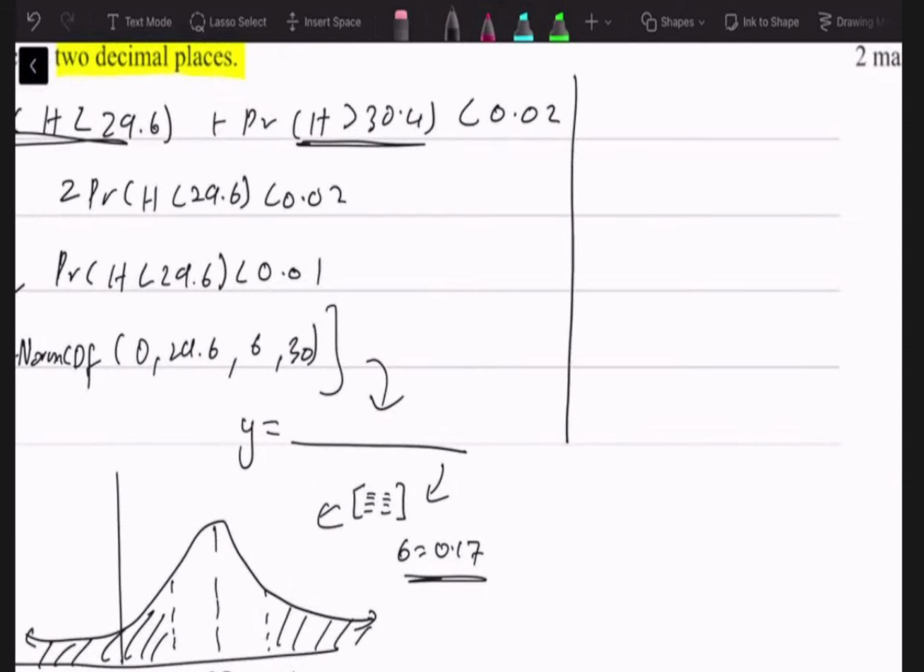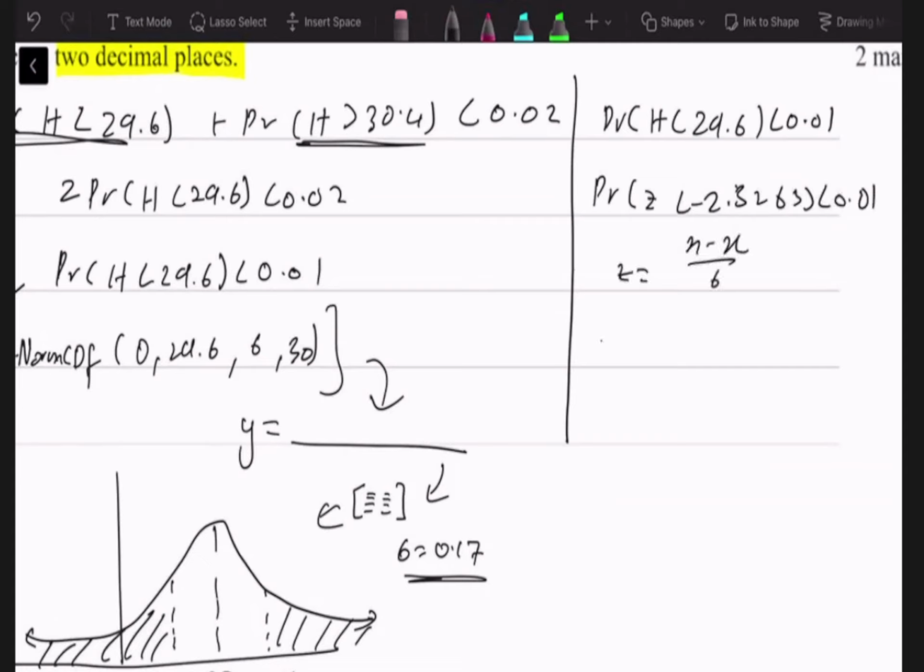So the way to go about this question is to use standard normal distribution. So 0.01, so just find the value of z for which the same probability occurs. I got negative 2.3263. And then just use your formula. So negative 2.32 is 29.6 minus 30 on sigma. And you get sigma is 0.17 to 2 decimal places.